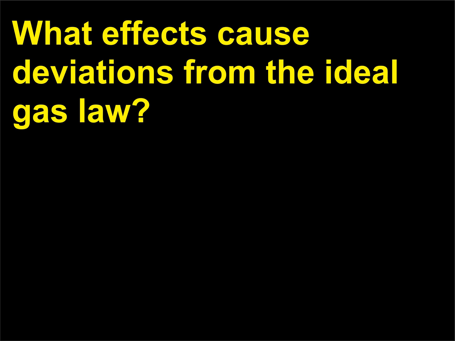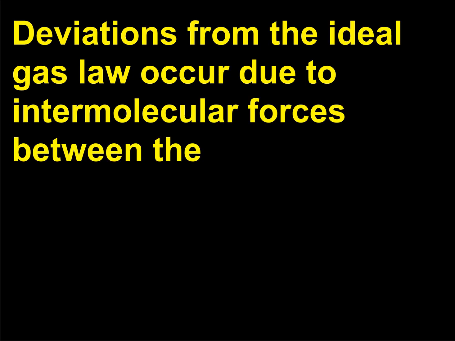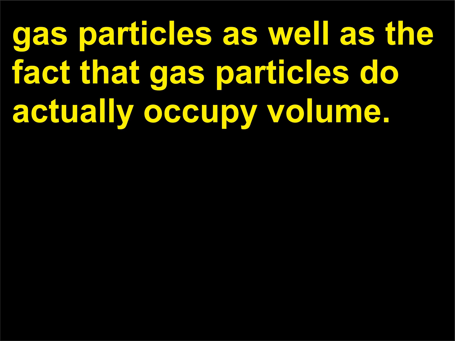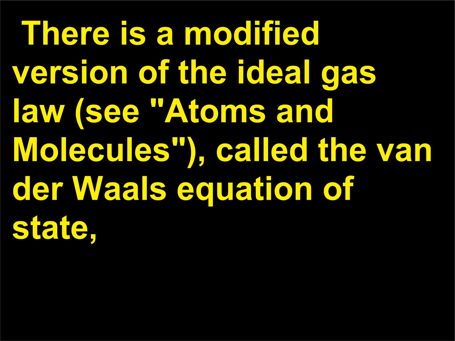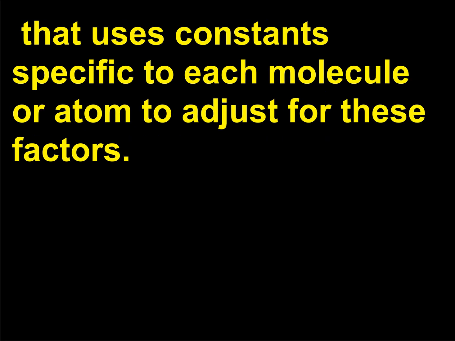What effects cause deviations from the ideal gas law? Deviations from the ideal gas law occur due to intermolecular forces between the gas particles as well as the fact that gas particles do actually occupy volume. There is a modified version of the ideal gas law, see atoms and molecules, called the van der Waals equation of state, that uses constants specific to each molecule or atom to adjust for these factors.